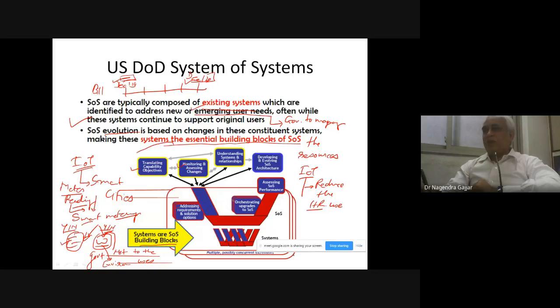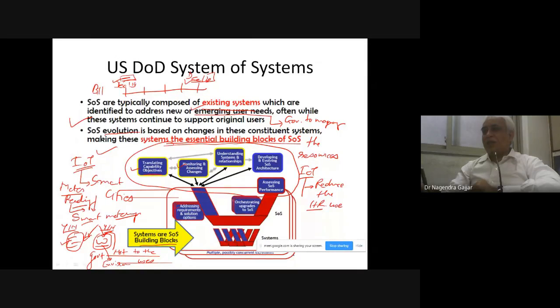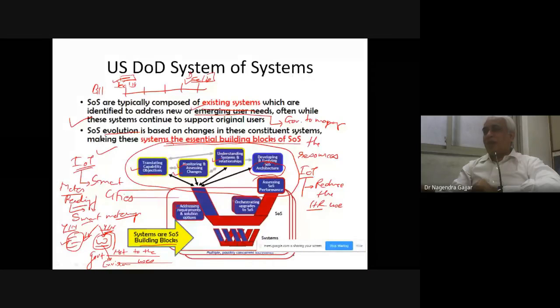So you need to do this exercise when you want to design a new system. Existing systems are always there. You need to look into the new objectives. You need to monitor and assess the changes. What are the changes that you need? You need to understand the systems and then the relationships. Developing and evolving SOS architecture is a very important part of it. And then you do the assessment of the SOS performance, right? So this is also very, very important, that is, what are the performance parameters of a given system. Okay.